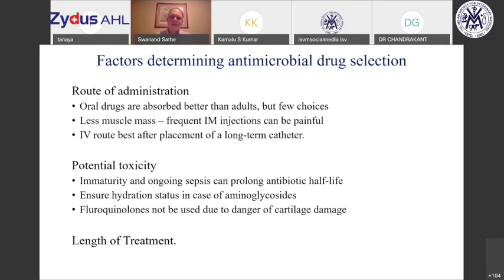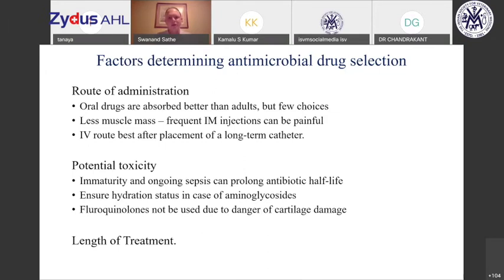Foals also have less muscle mass, so you can't keep giving repeated intramuscular injections in foals like you could get away with in adult horses, which can be extremely painful and cause big discomfort to foals. Hence, the IV route is the most preferred way of delivering antibiotics.